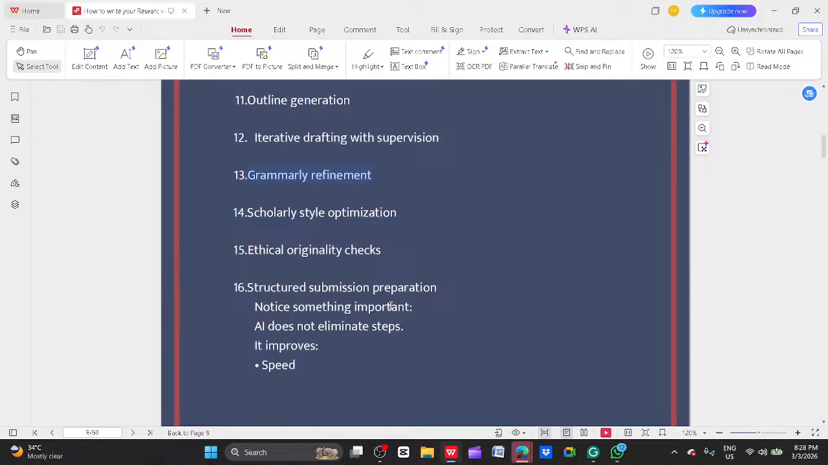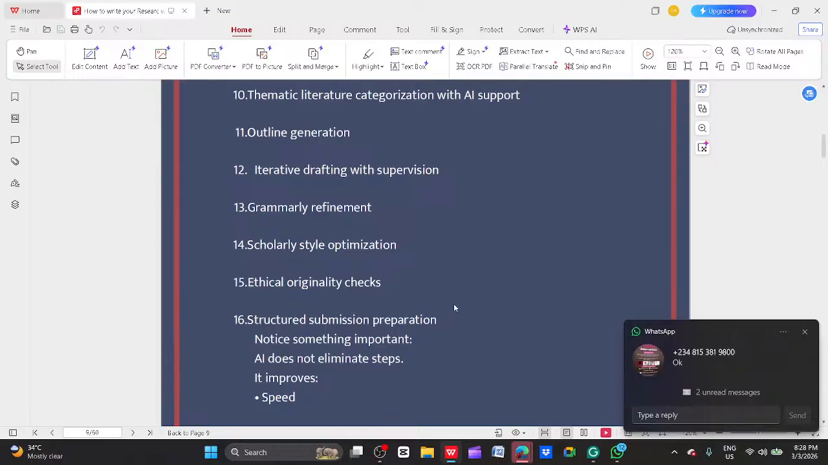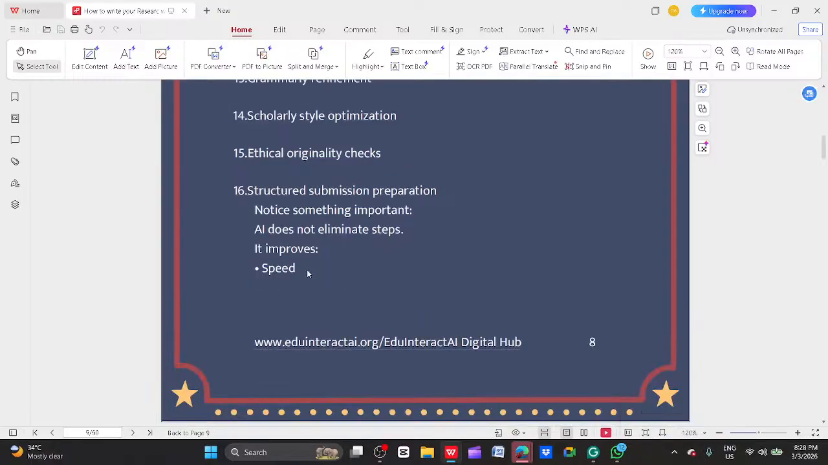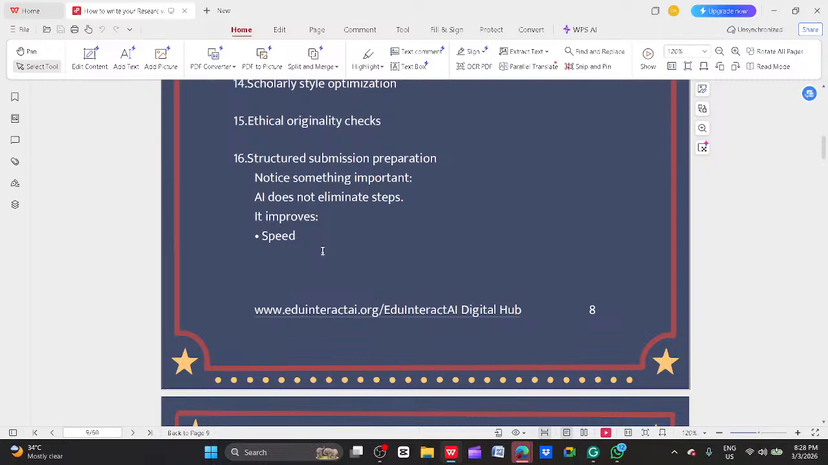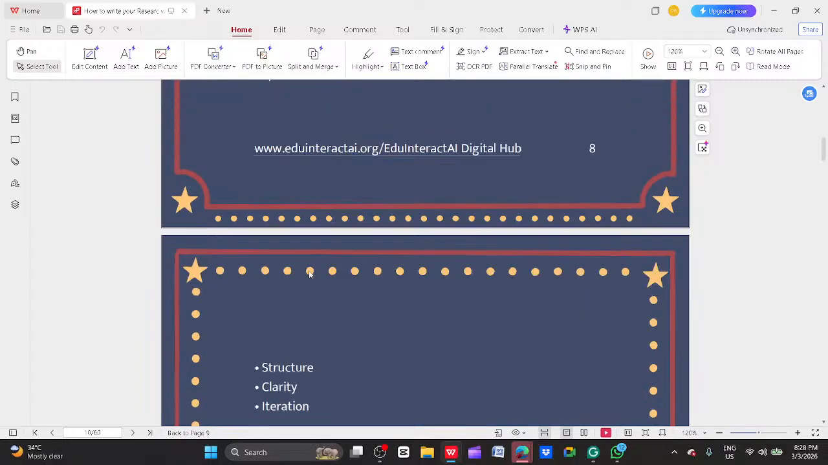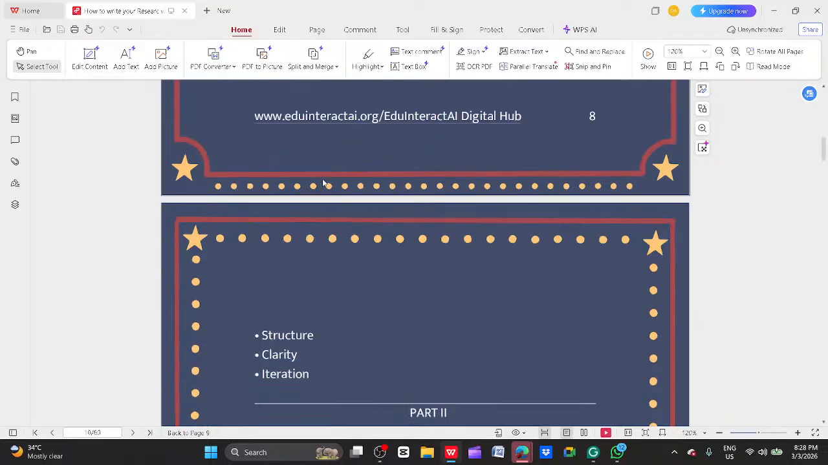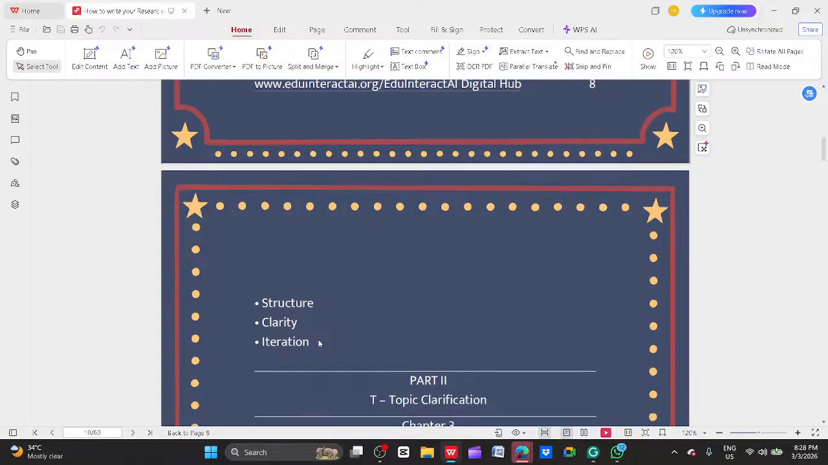You need to take note that AI does not eliminate all these steps, from step one to the last step. The only thing AI does for you is improve your speed. Instead of waiting for 2 months, 3 months, you can get it done in a single day. It improves the speed, it improves the way you structure it. AI can actually help you to do that and give you more clarification.